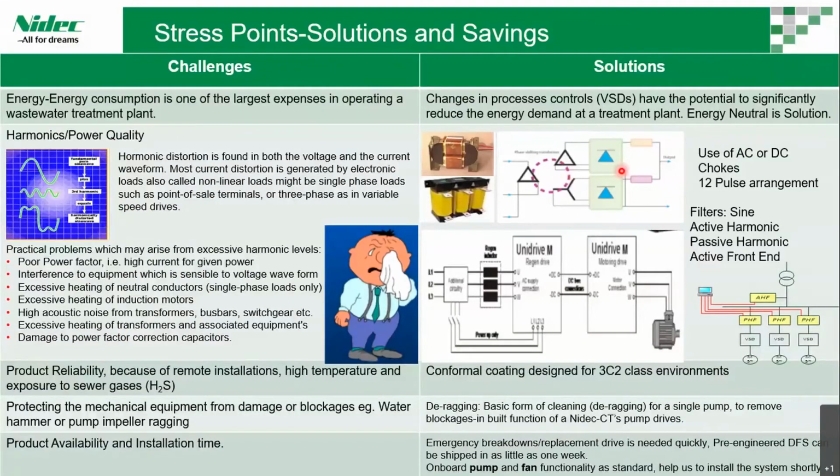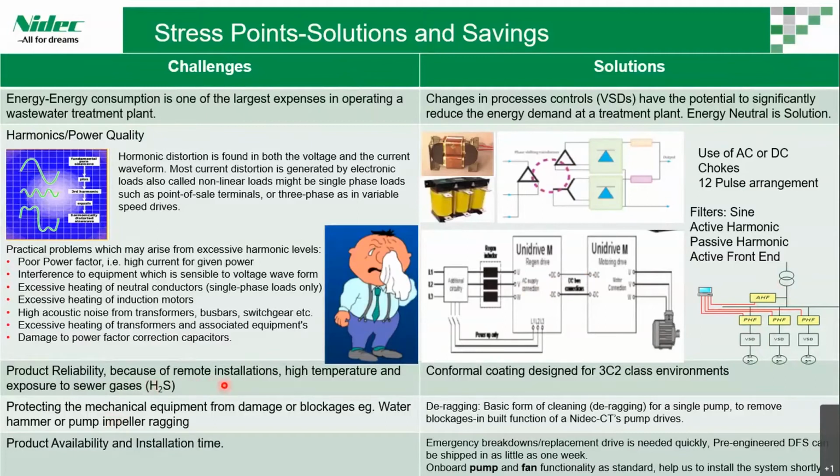What we have in our portfolio: we can use AC or DC chokes, and a 12 pulse arrangement. We have an active front end solution, which is another way we can mitigate harmonics. And another way is the active harmonic filter and passive harmonic filter. Both can be put in front of the VSDs to address the harmonics and power quality.